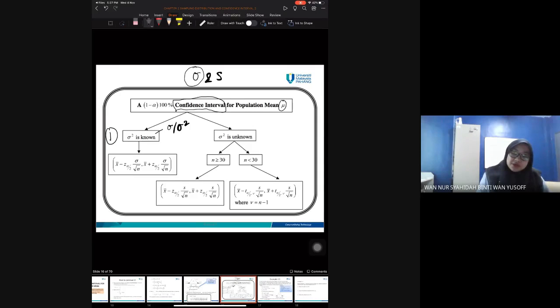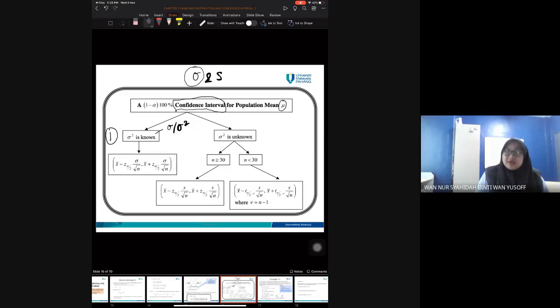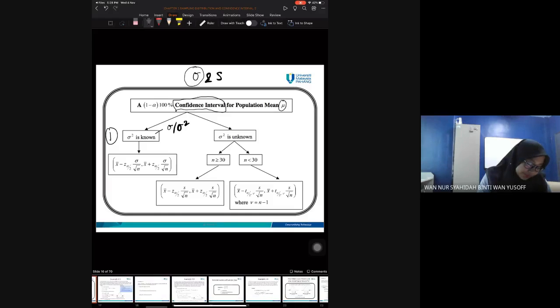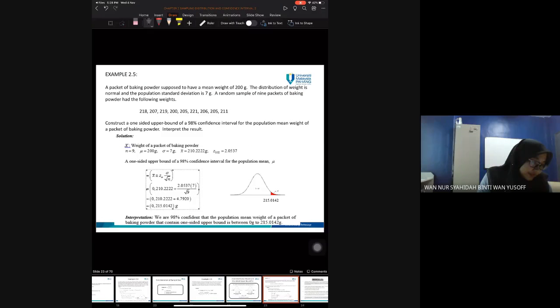If you have sigma, then ignore the S, because there is notation for population. Sigma is a notation for the population, but it is not the reason why we use sigma. Okay, I think there is an example here. Let me see. Here, you can read after this.